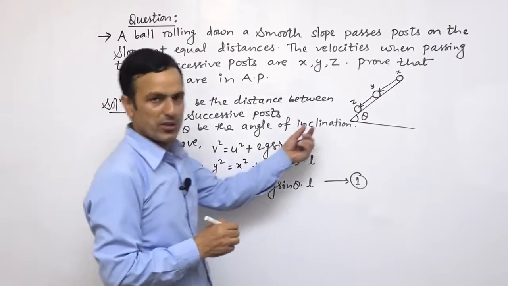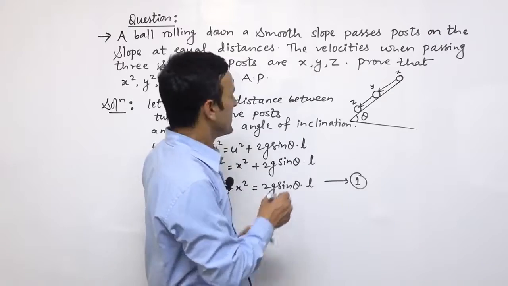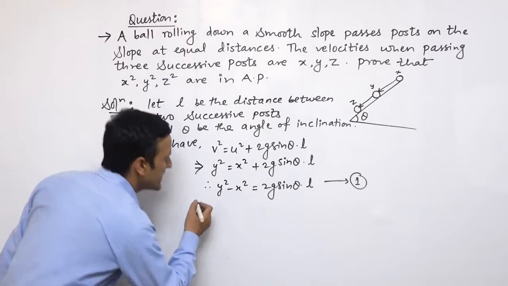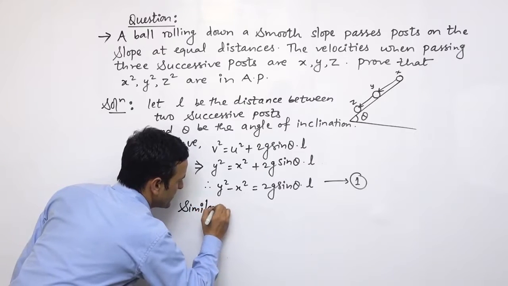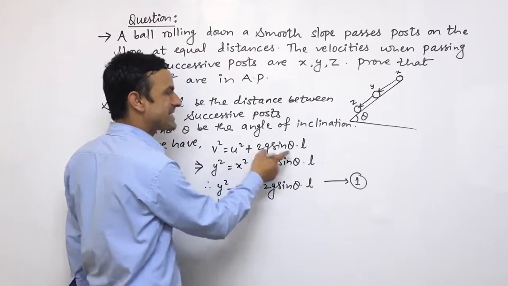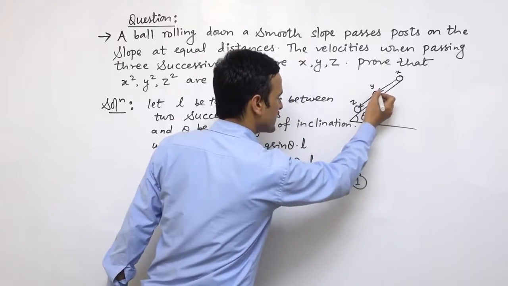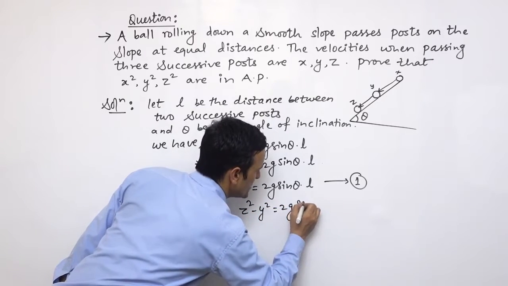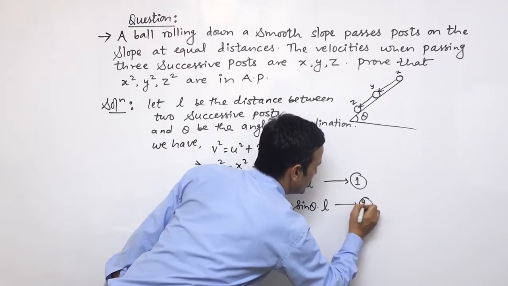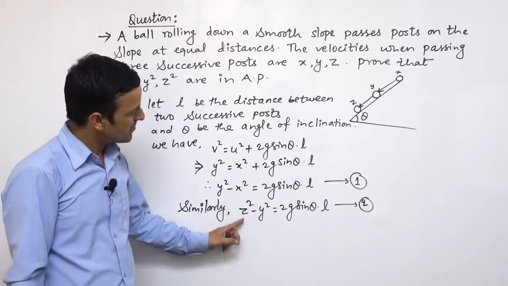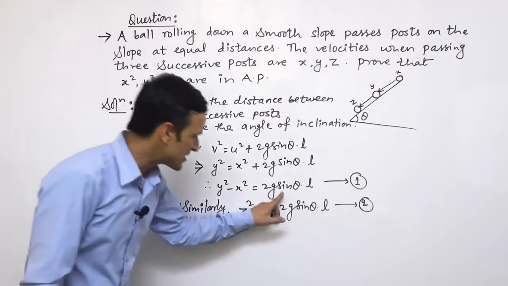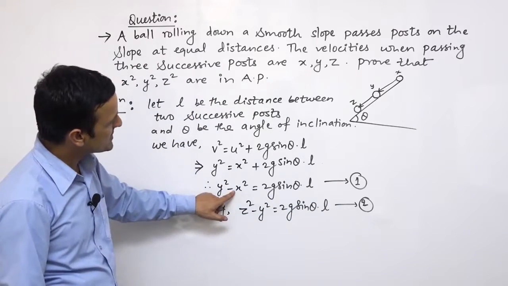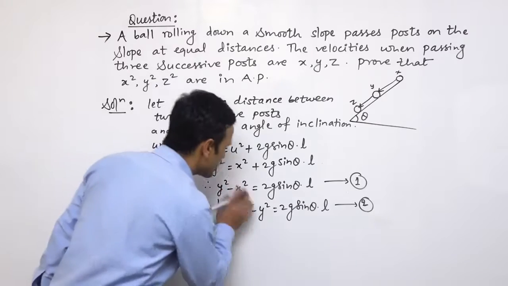And similarly, if we find out the velocities from y, from this post to this post, by using the same formula, then the equation will be z square minus y square is equal to 2g sine theta into L. So it is equation 2. From the same process we can obtain this result, and this is also 2g sine theta into L. Comparing equations 1 and 2, this is equal to this. So we can directly obtain the result from 1 and 2.